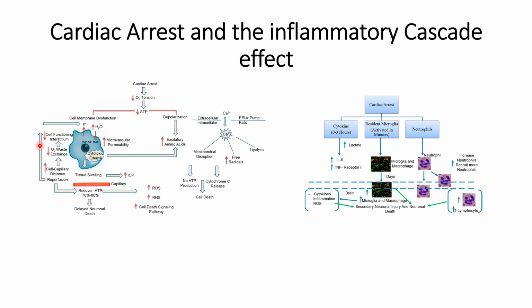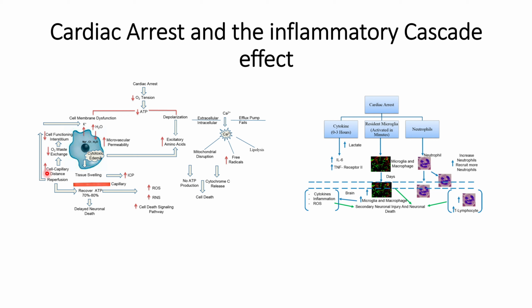start to dysfunction, or we can say they will stop behaving as normal cells. And another thing that it will cause is that the oxygen exchange will decrease, so it will create an oxygen surplus condition at one point, and at the other end it will create oxygen deficient conditions. And the cell capillary distance reperfusion will increase.